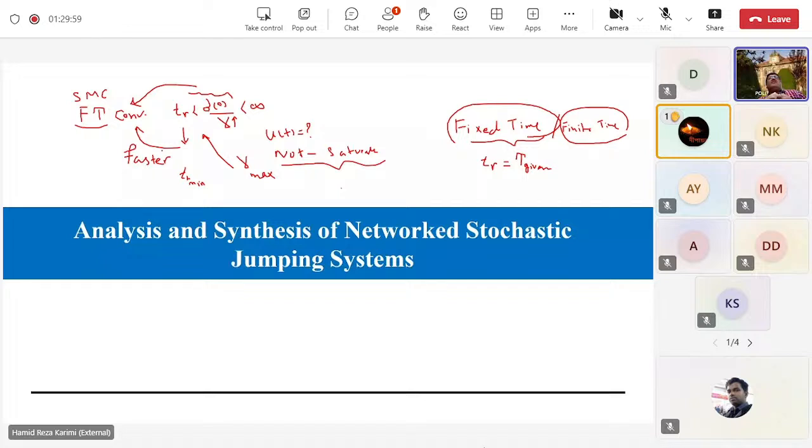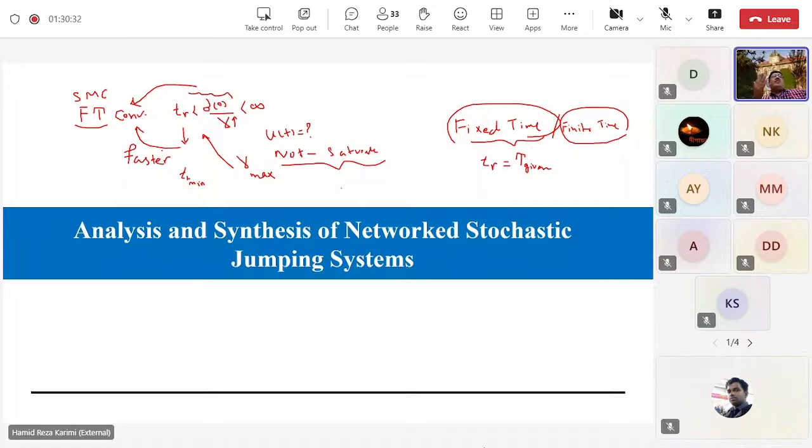Yes, predefined time stability. The main concern is about finite time, where you try to define it. But this definition is different from fixed time. In fixed time, the time should be exactly the objective. But in predefined time, you are gradually reaching the final time.